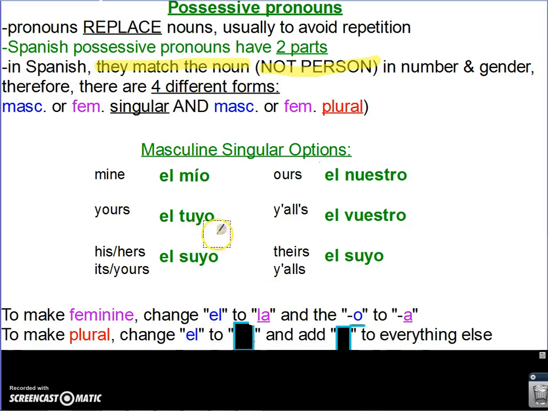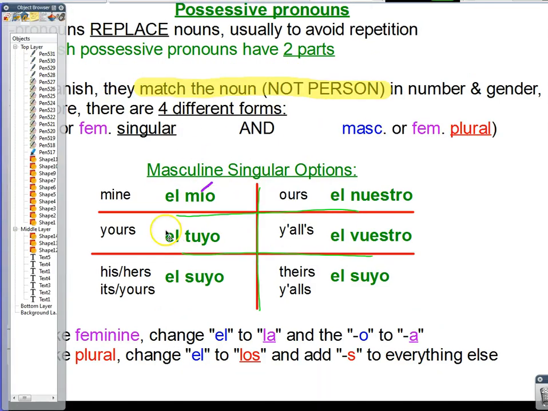And if I want to make any of these plural, I have to change the L to los and add S to everything else. So the 4 different versions of el mío, for example, would be el mío, la mía, los míos, las mías. Let's just go ahead and include those chart lines, the 1 vertical and 2 horizontal. Before moving on, make sure we get that accent on mío.